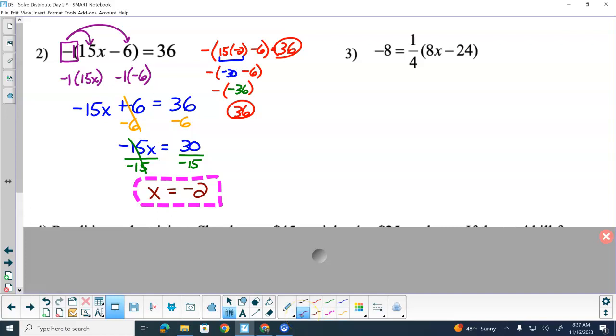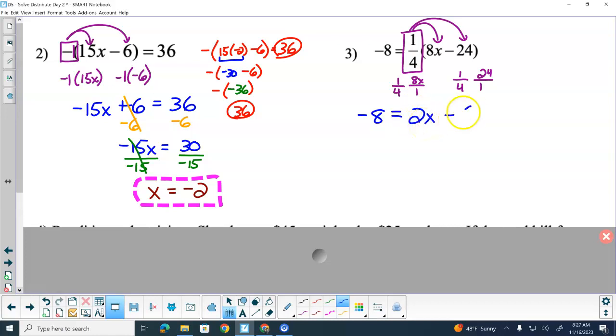Okay? Here we're going to take 1/4, and we're going to multiply it in, and we're going to say 1/4 times 8x over 1, and we're going to say 1/4 times 24 over 1, and we're going to say then that that's -8 equals 8x divided by 4, 2x, yep. 24 divided by 4, so it'd be -6 because the negative sign would come along in there. Yep, I like that.